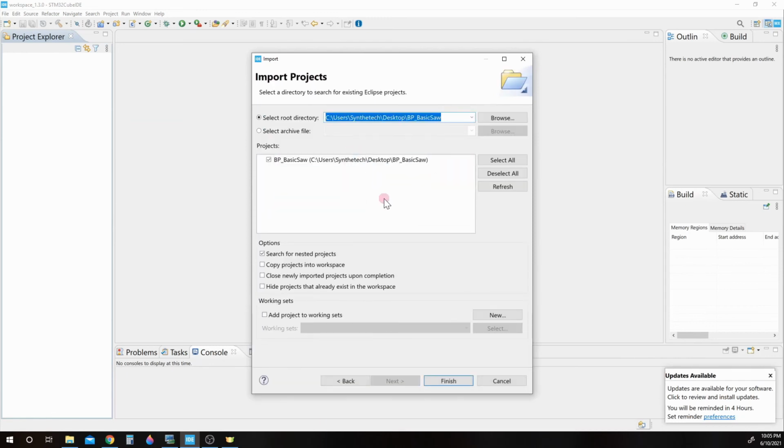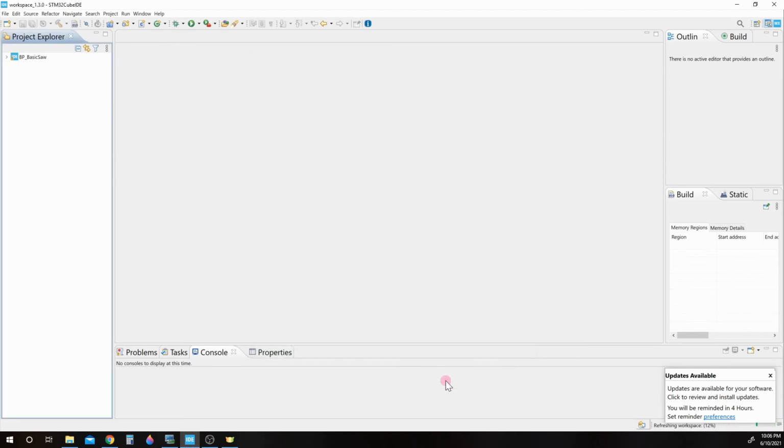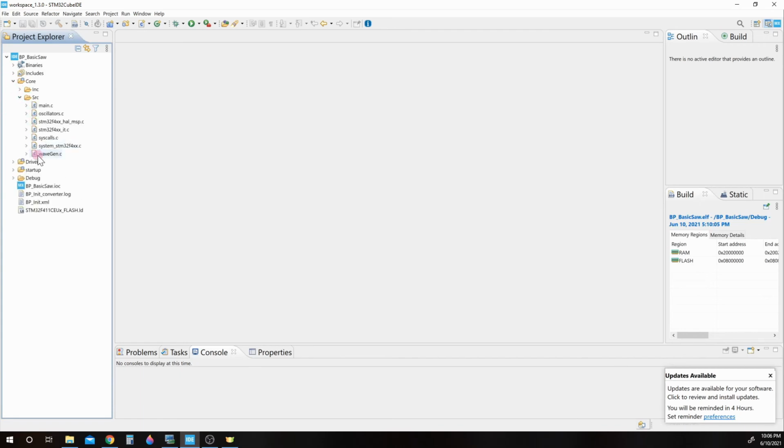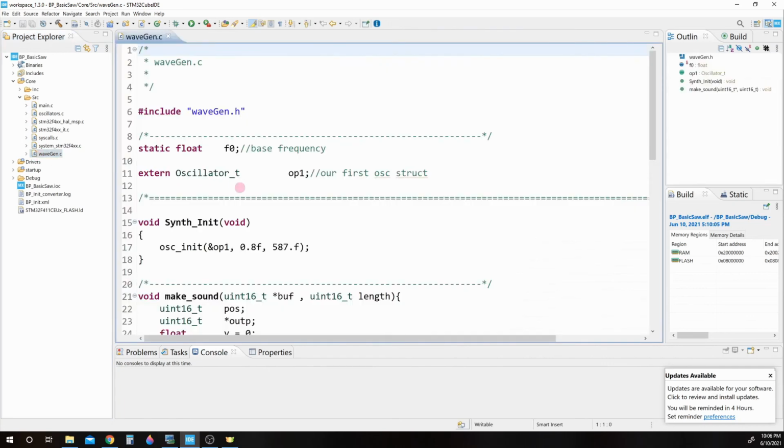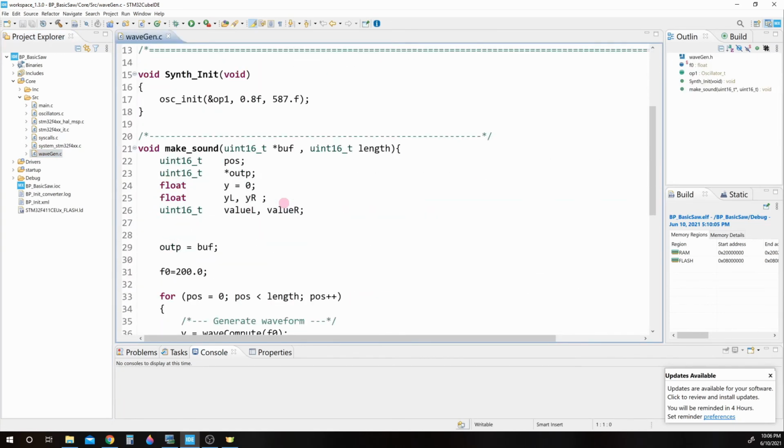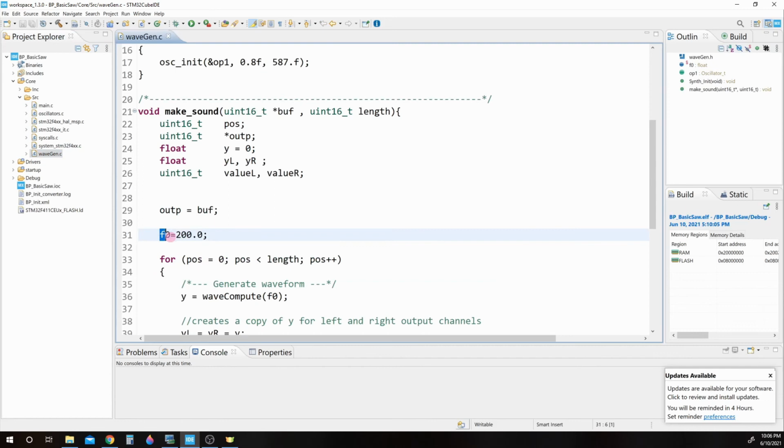Existing projects, and from your BP Synth code folder you're going to find BP Basic Saw. Now the one I'm using is a copy on my desktop, so I can alter the code for demonstration purposes. Once it's imported, you can go ahead and open this up, go to Core, Source, Wavegen.c. And what we're looking for is right here, F0 200. This is our frequency, 200 Hz right now. So let's leave this open.